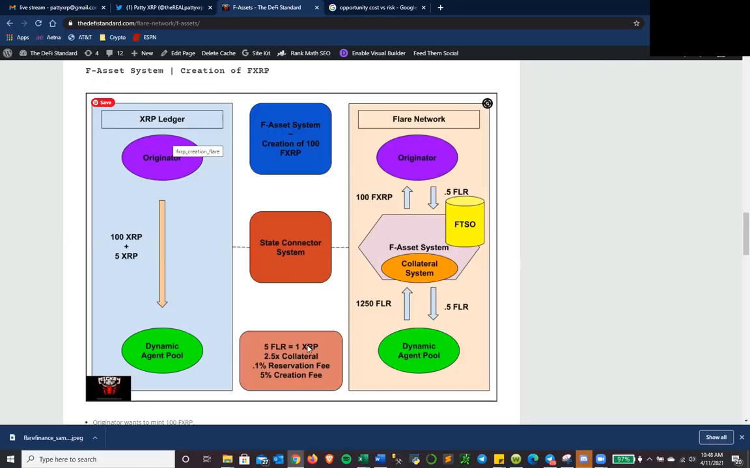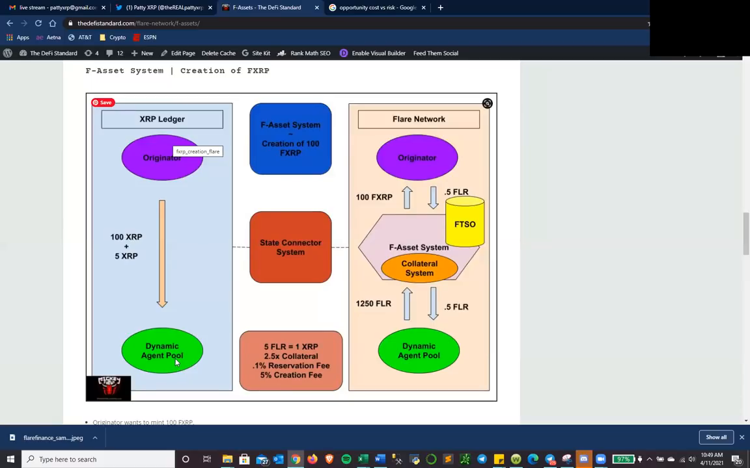In this scenario, 5 Spark is going to be equal to 1 XRP. The collateral requirement is 2.5 times the value of XRP. And then the reservation fee is 0.1%, paid out in Spark, of the total value of the F assets you're minting. So what's going on here? Basically, the originator is going to mint 100 FXRP, and 5% of that is 5 XRP. That's what they have to deliver to the agents in this situation.